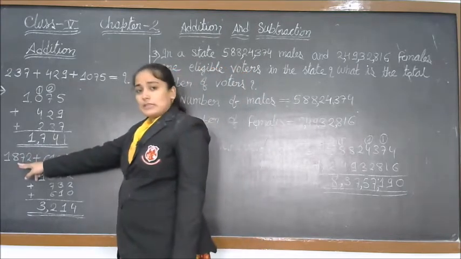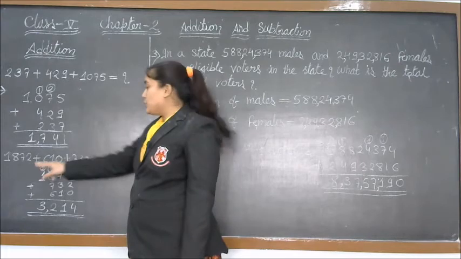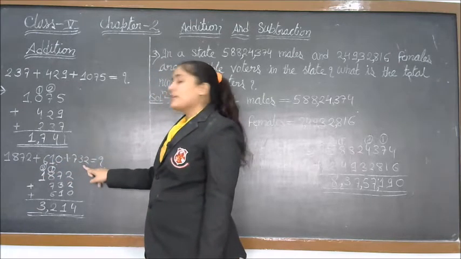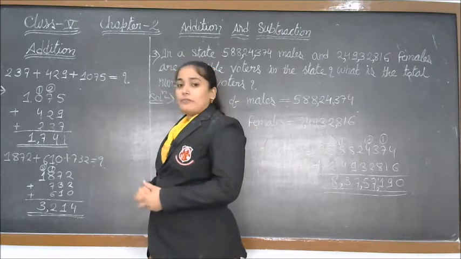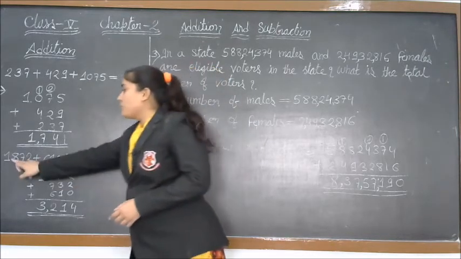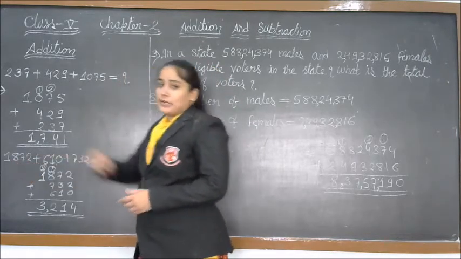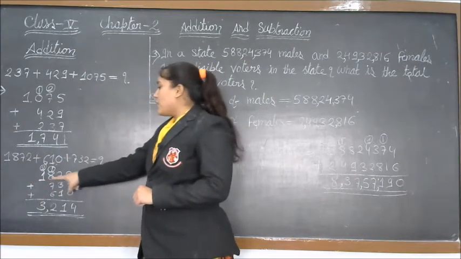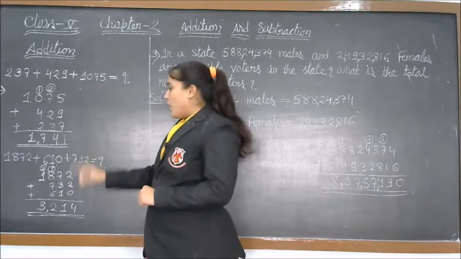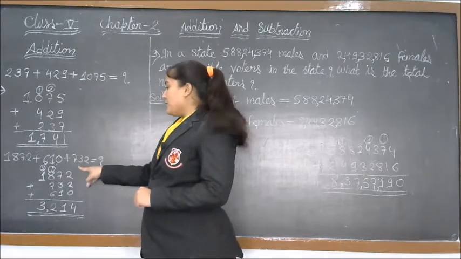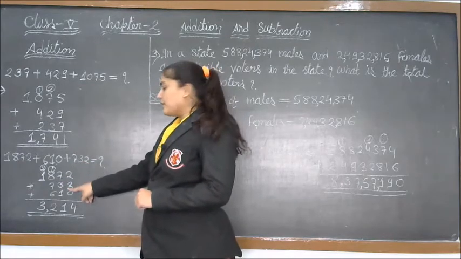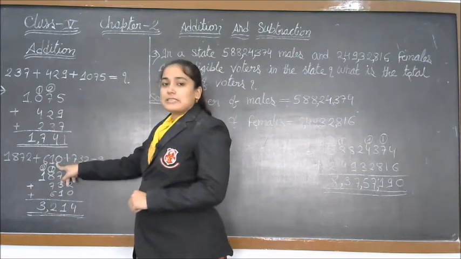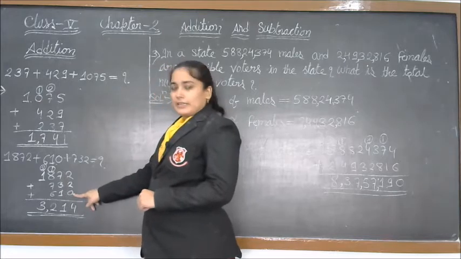First 1872, second 610, third 732. So students, which one is greater here? 1872. So we write the greatest number first, 1872. After that, which is greater? 732. So 732 here. At last the smaller one, 610. 610 is here.